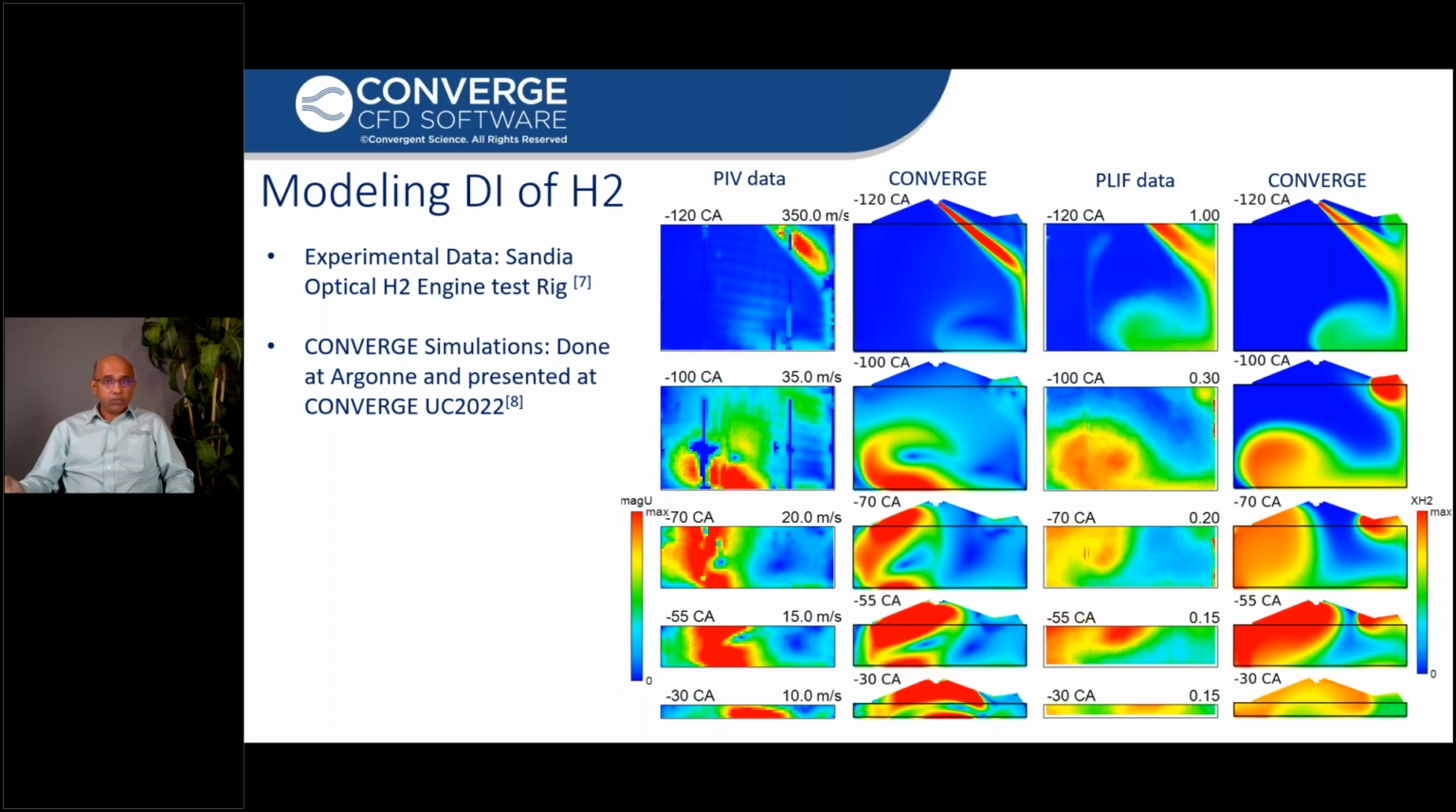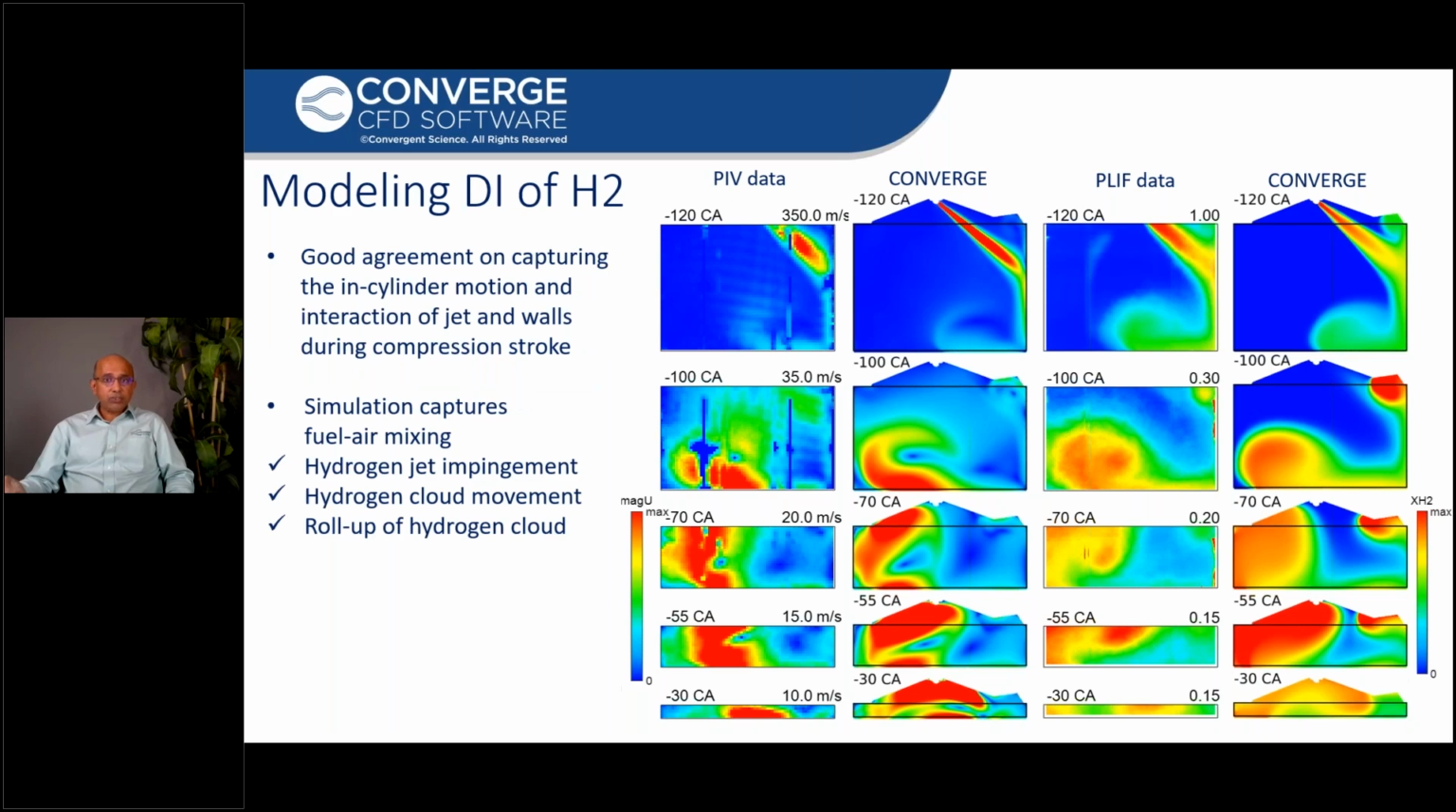The first column shows measured velocity data using PIV, while the second column shows the predicted velocity from CONVERGE. The third column depicts measured hydrogen concentrations using PLIF, while the fourth column shows predicted hydrogen mole fractions using CONVERGE. As you move down the rows, the time is advanced.